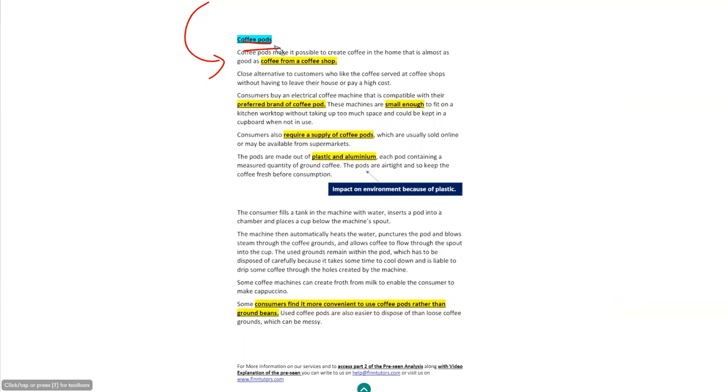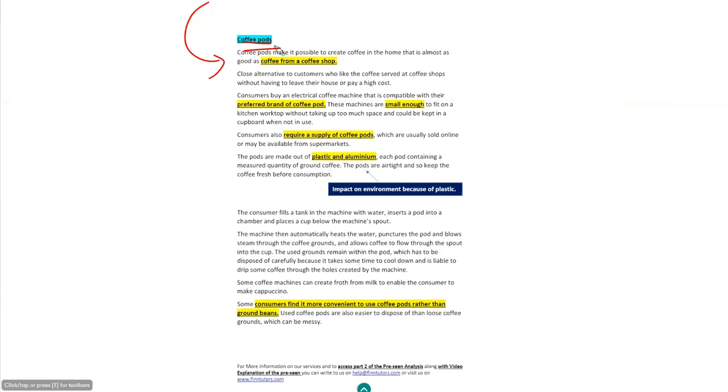These machines are small enough to fit in your kitchen. You'll see them all around Western Europe, even in Western countries such as the USA, which have a strong coffee culture. Consumers also require a supply of coffee pods, which means you'll need to have the machine as well as the separate coffee pods, which you can buy from anywhere in today's market. The pods are made out of plastic and aluminium.